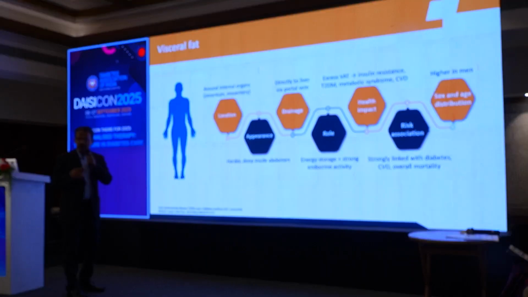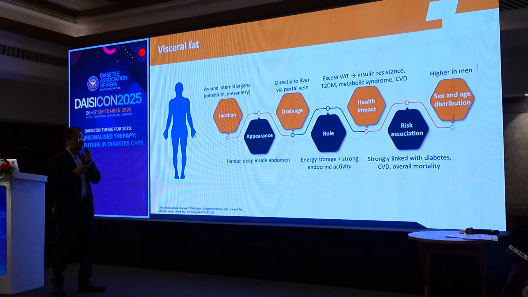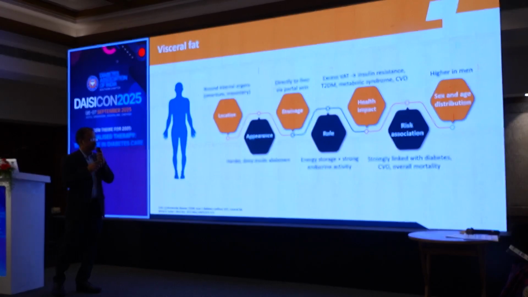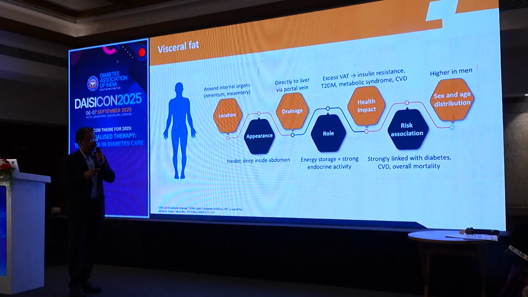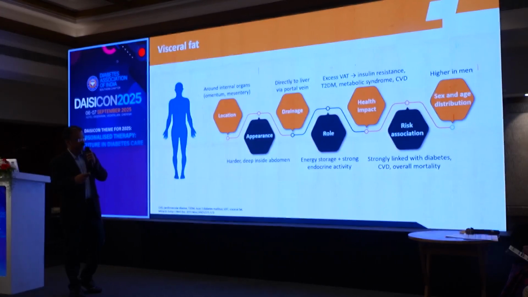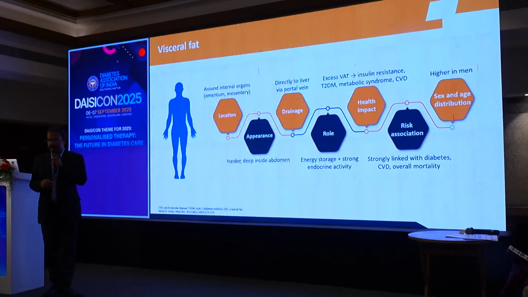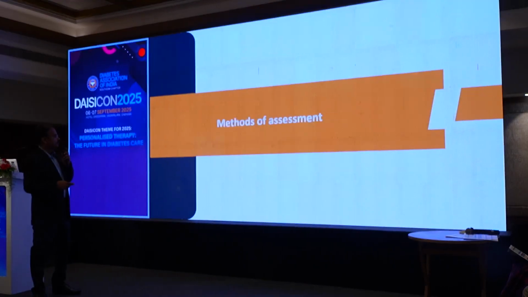And there is an increased deposition of visceral adipose tissue. It can cause insulin resistance, type 2 diabetes, metabolic syndrome, as well as increased incidence of cardiovascular disease. The risk association is also with diabetes, CVD, and overall mortality. Usually, visceral adipose tissue is much higher in men when compared to females. What are the various methods?